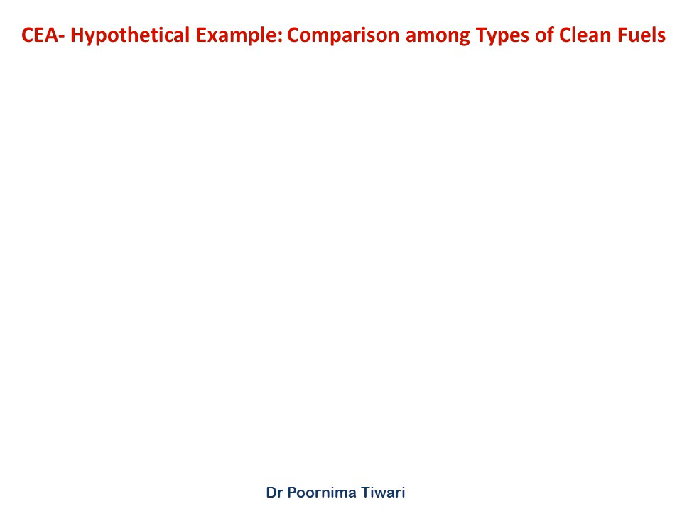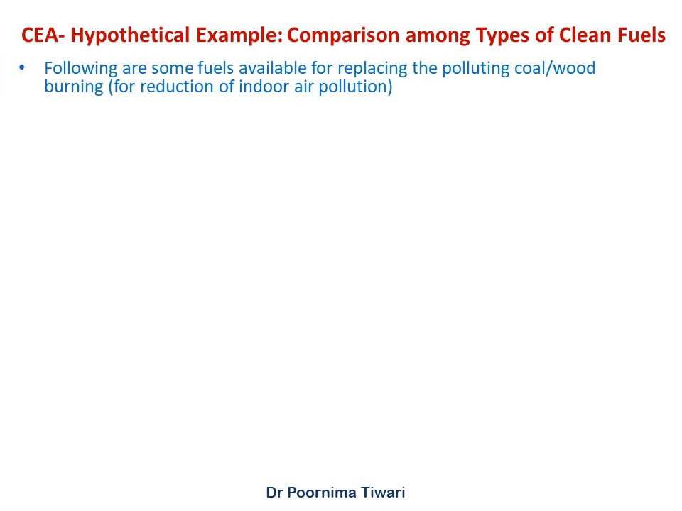Now extending our previous example of cost-benefit analysis, once it was decided that we need to decrease the indoor air pollution in the area, cost-effective analysis was done to compare various types of clean fuels which can be provided. So the following were the fuels considered: kerosene, LPG, PNG, electric stoves.